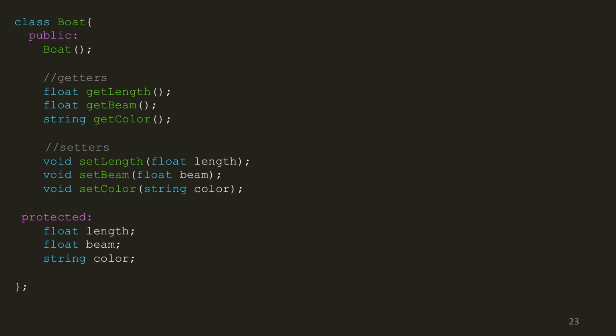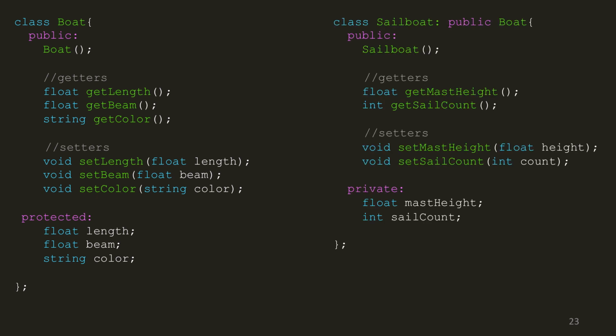So outside code can't access those fields. If I'm in my main function, I can't just directly access and manipulate a boat's length. However, because they're protected, that means that any objects of a boat's subclass would be able to access these fields. And so the way we would specify a subclass looks like this. If you notice at the top, we're going to have a class called sailboat, and then that extra public boat indicates that it's going to inherit all of the properties of a boat.